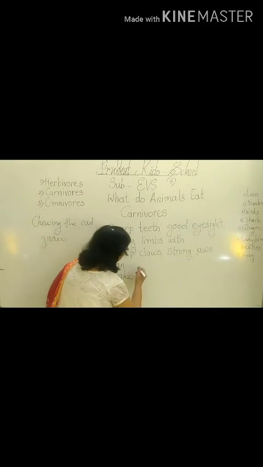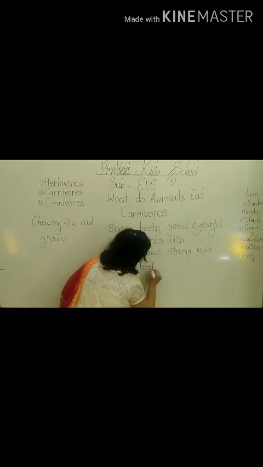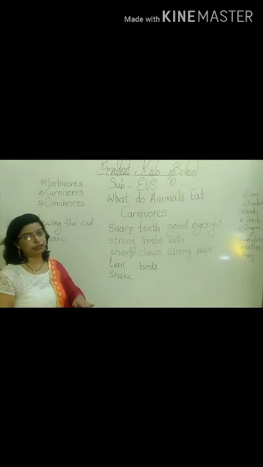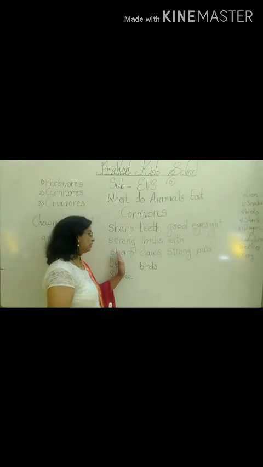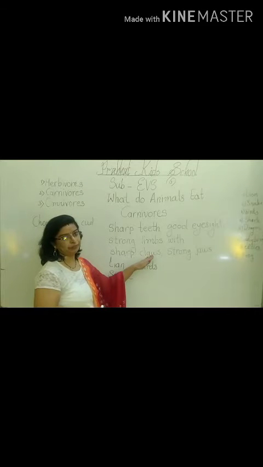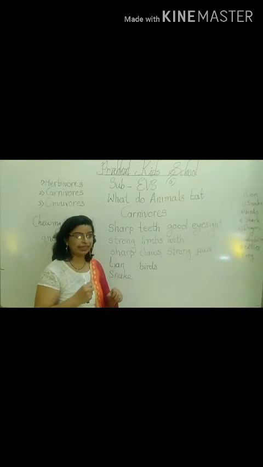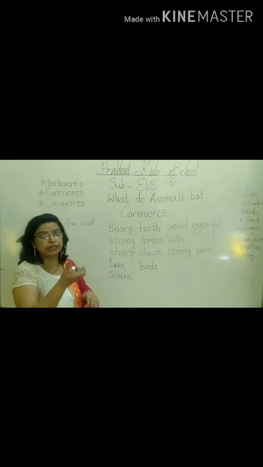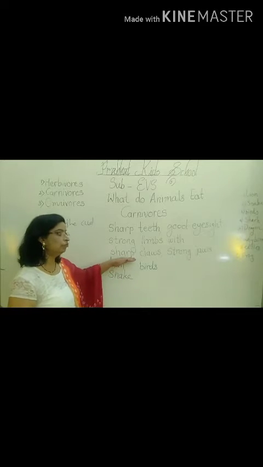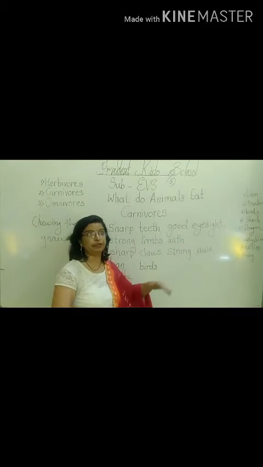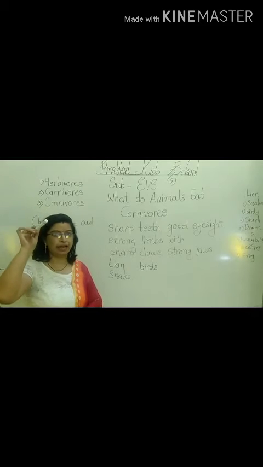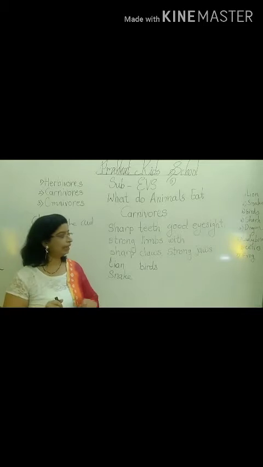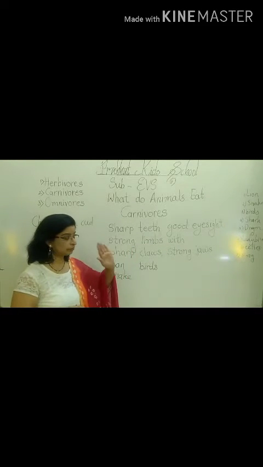Now some birds. Which type of birds? Eagle, vulture and kite. They are also carnivorous. They also have strong, sharp claws. Why? To tear the flesh. They hold the prey with the help of these claws and their beak, and they tear the flesh. They also have good eyesight because when they are flying in the sky, they observe their prey on the ground and they catch it.